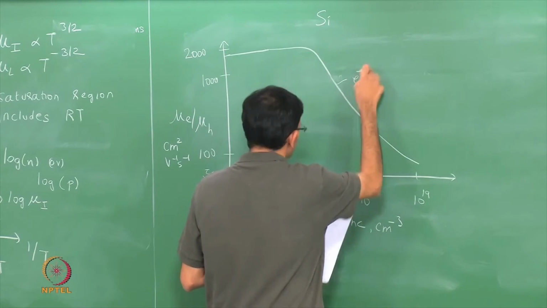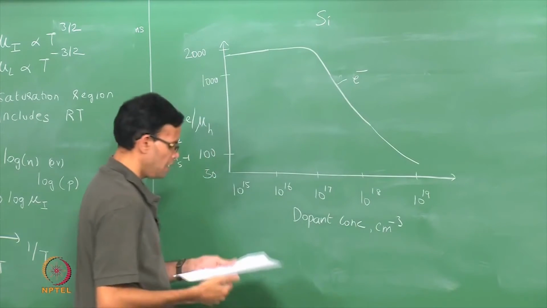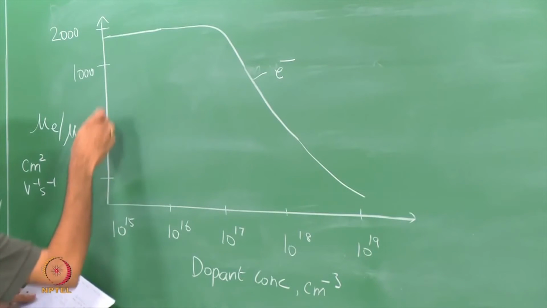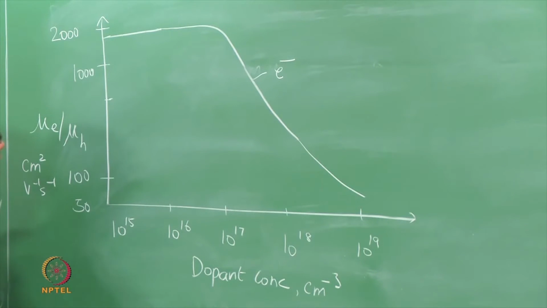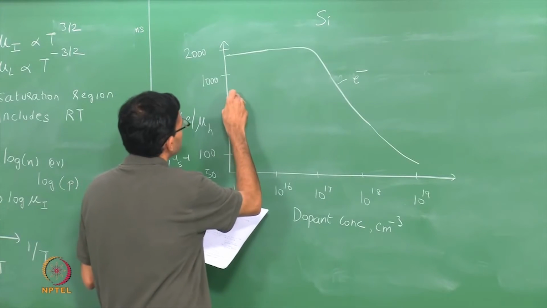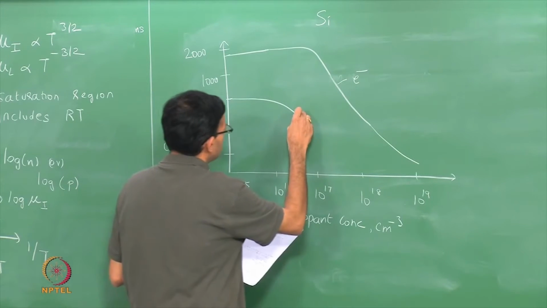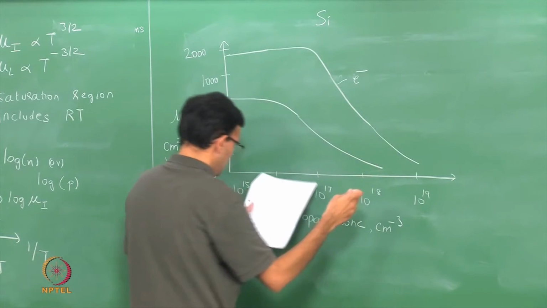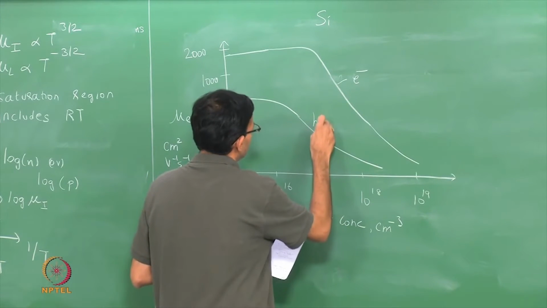This is for electrons. We can do a similar plot for the holes. Once again, when you have intrinsic silicon, the hole mobility is around 450 centimeter square per volts per second. So, if you do a similar plot for holes, again it stays a constant, but then it starts to drop down.